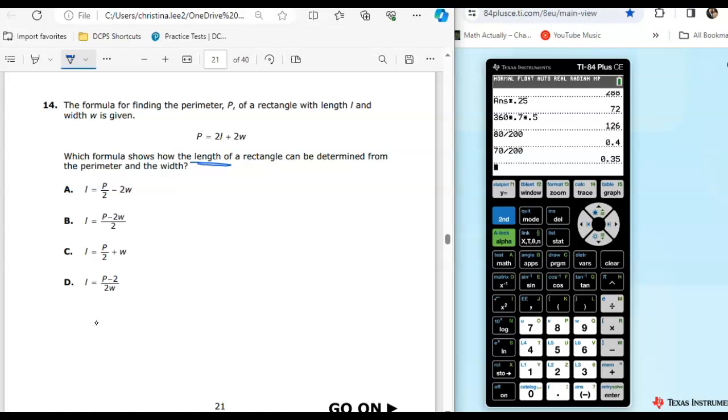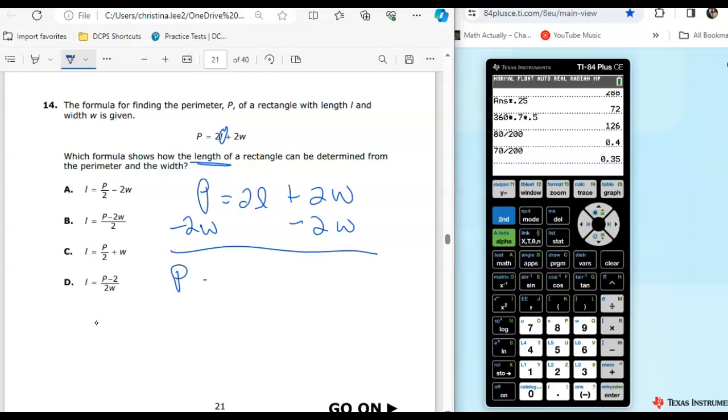Anyway, this is a situation in which we are looking at a literal equation and we're trying to find the length from this perimeter formula. So we're trying to isolate L, or length. I'm going to rewrite my equation and then use my inverse operations. Remember, we start with addition and subtraction, which means I'm going to subtract here because I have plus 2W. So I'm going to subtract 2W from both sides.